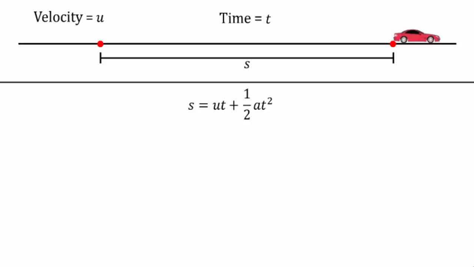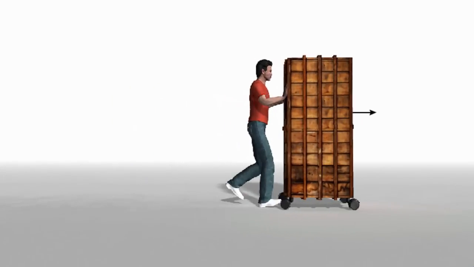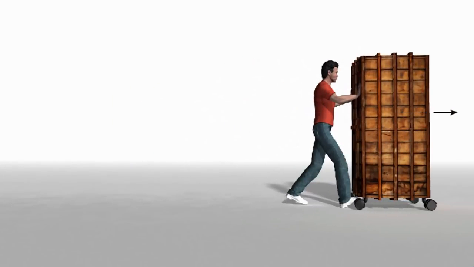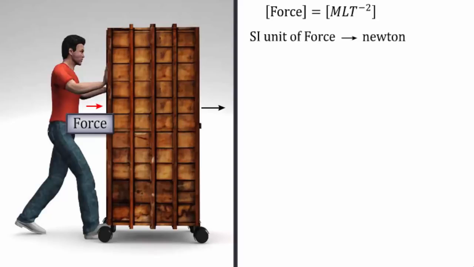Dimensional equations can be used to convert units of a given physical quantity from one system to another and to thus find the conversion factor. For example, consider the physical quantity force. The dimensional formula of force is MLT power minus 2. The SI unit of force is Newton, and its CGS unit is dyne.